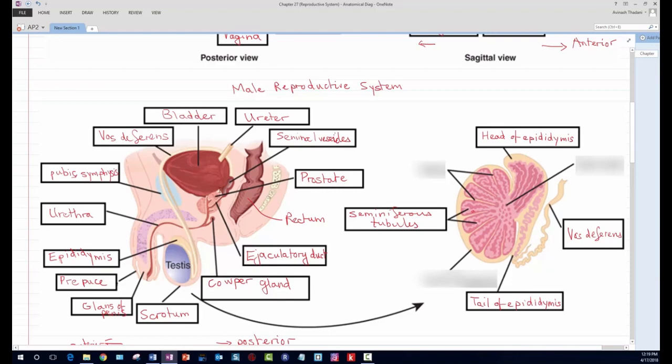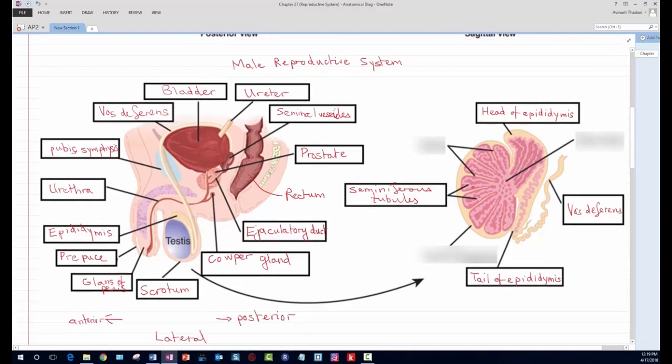It's a little bit hard to see on this view, the lateral sagittal view, but the vas deferens will join up with the duct from the seminal vesicles to form the ejaculatory ducts, and that in turn will join up with the urethra over here. So be able to trace the flow of semen through the male reproductive system. And lastly, here's the testes, the seminiferous tubules, and the epididymis as well.